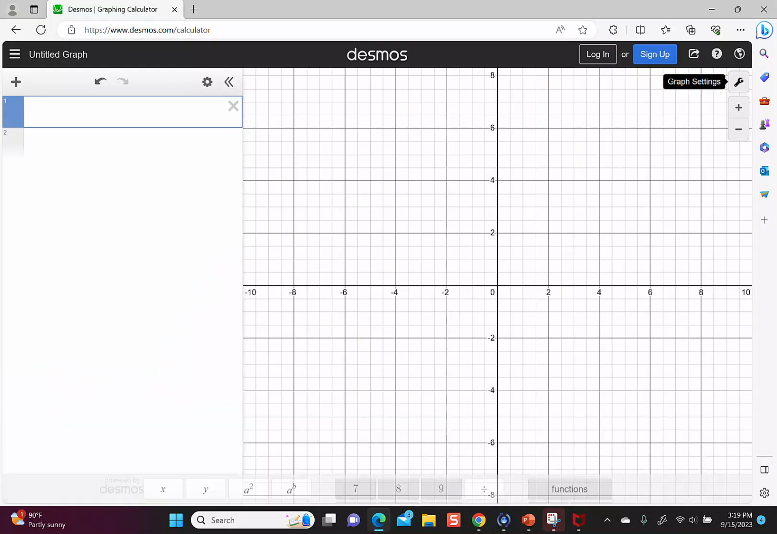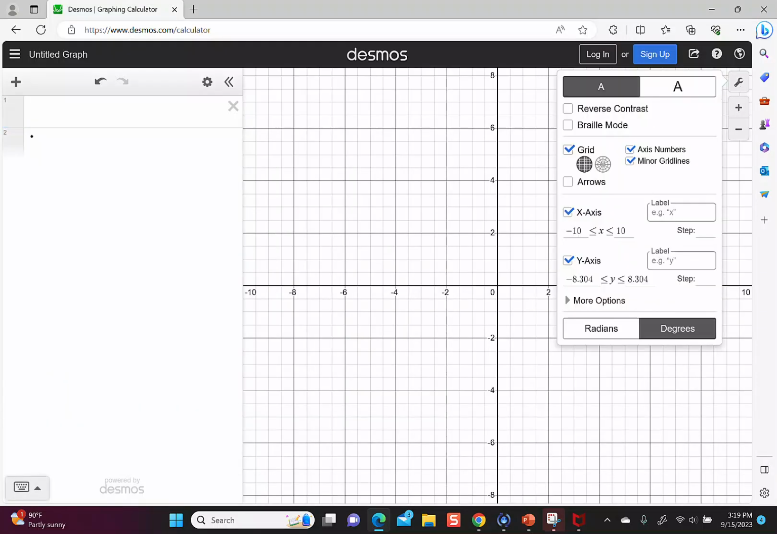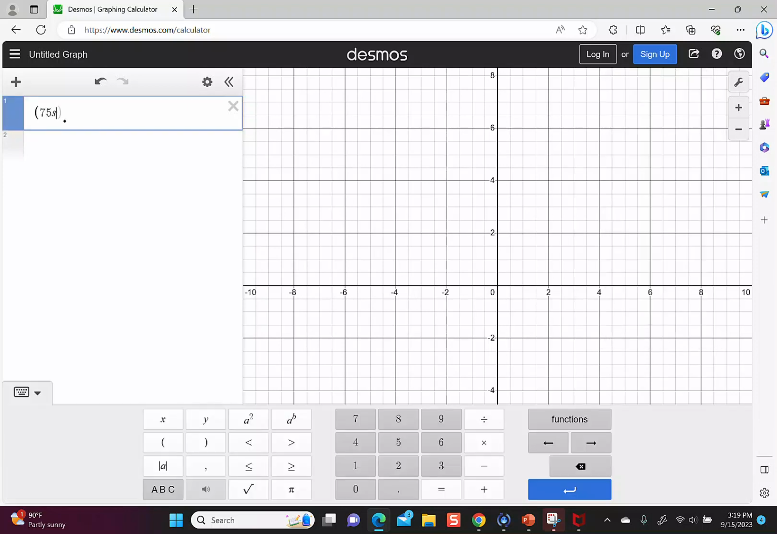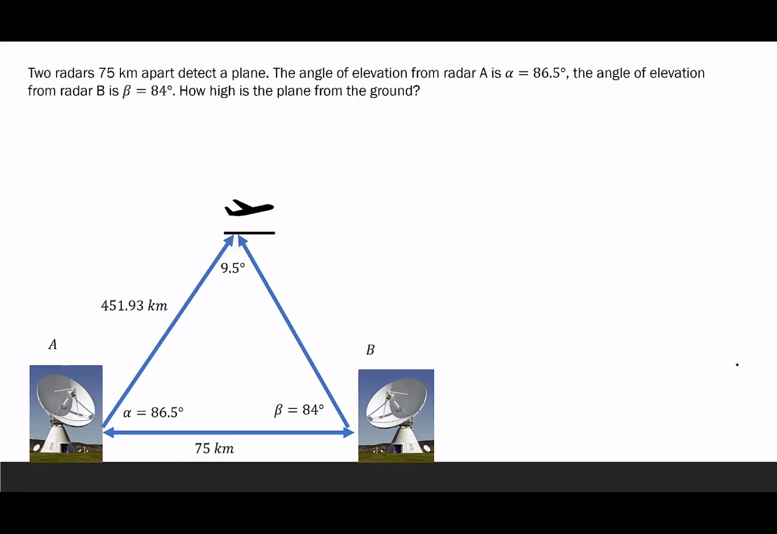In my calculator, I go to the settings, I make sure I'm in degrees, then I type 75 sine of 84 divided by the sine of 9.5. This tells me my distance is 451.93 kilometers. Our second question says, how high is the plane from the ground?